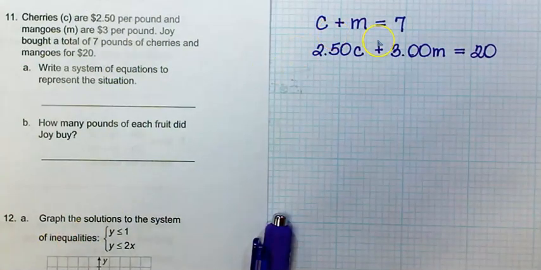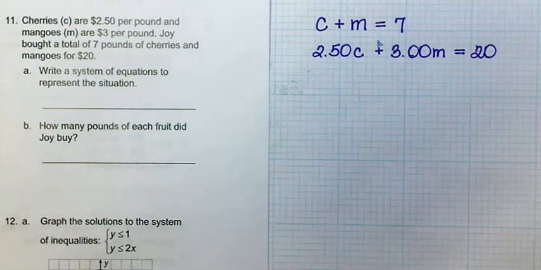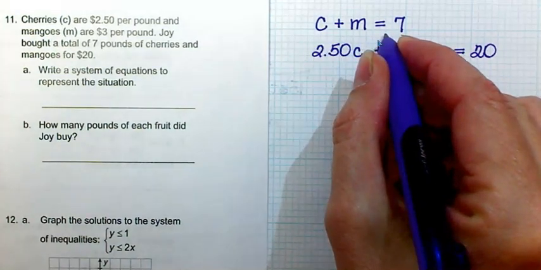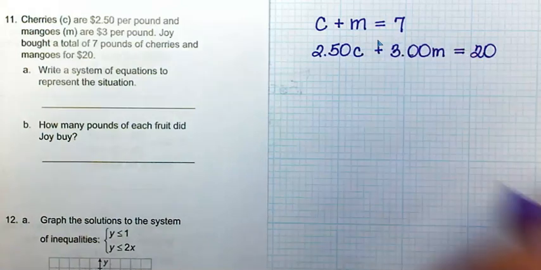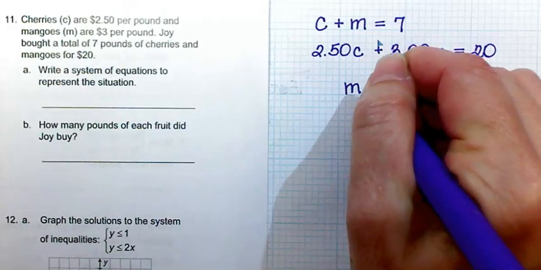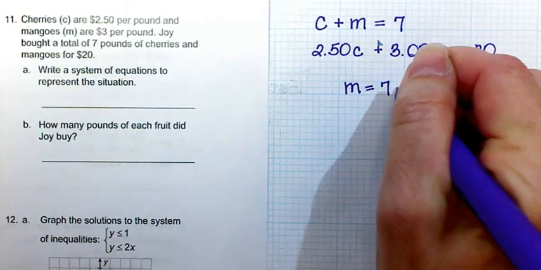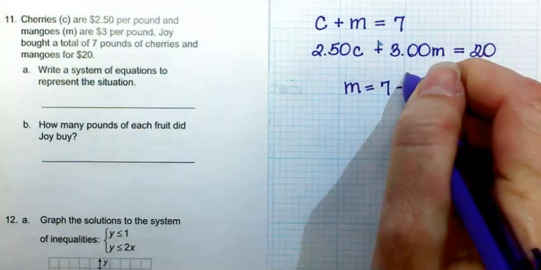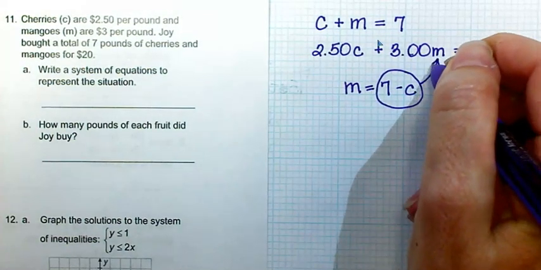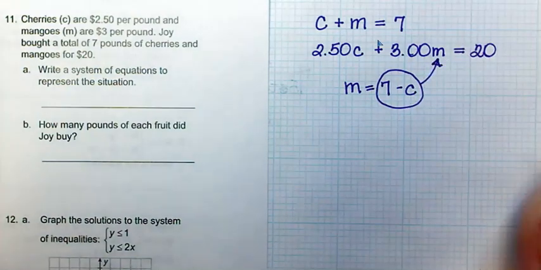All right, so here are our two equations for our system. And basically, we just need to figure out how to eliminate a variable. I think it's probably easiest for us to take this equation and rearrange it. I'm going to solve it for M. M is going to be 7 minus C. So I'm going to put all of this in here instead of putting the letter M.